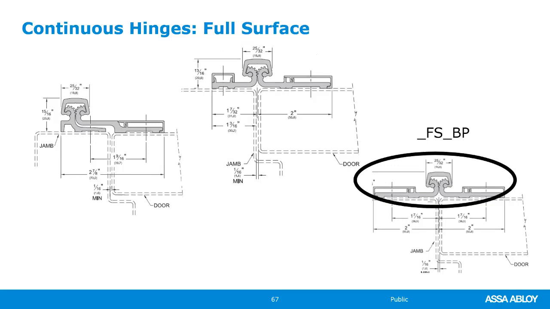Now, if you come over to the full surface balance pivot, it also allows easy replacement and mimics a butt hinge. However, you will notice aesthetically that the full surface balance pivot is the same on both sides, if that is something that is noticeable to you. So that is why you have three different options of the full surface pivot.